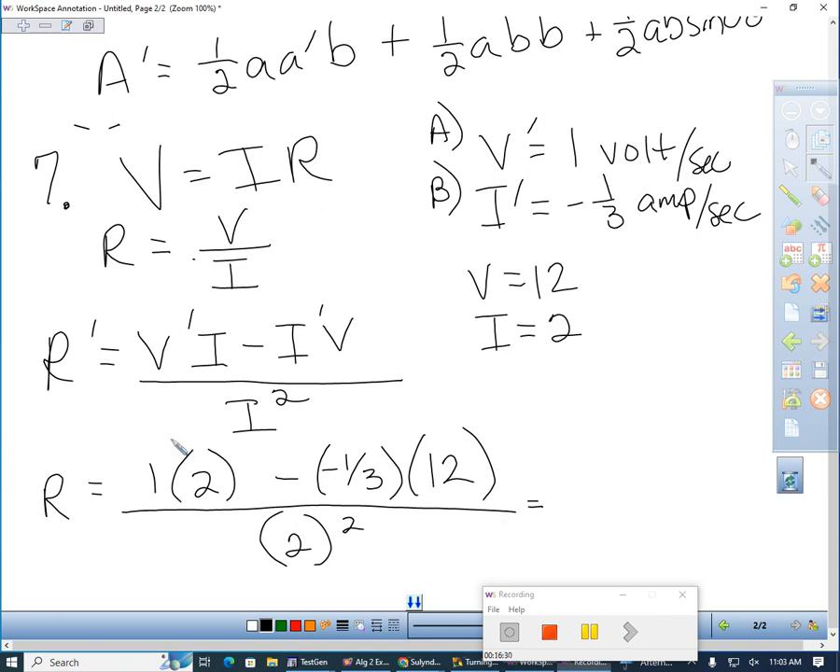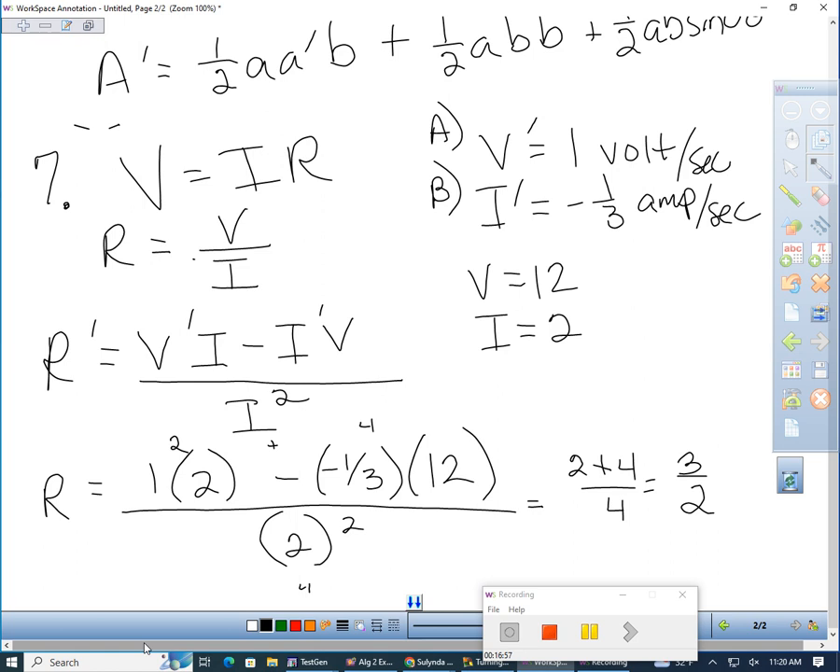Okay, so I have here, this is 2. Negative 1/3, or negative times a negative is positive. 1/3 of 12 is 4, so this is going to be plus 4, divided by 4, or 2 plus 4 divided by 4. 3 over 2, I agree. I need to make sure we are right, yes. It is 3 over 2.